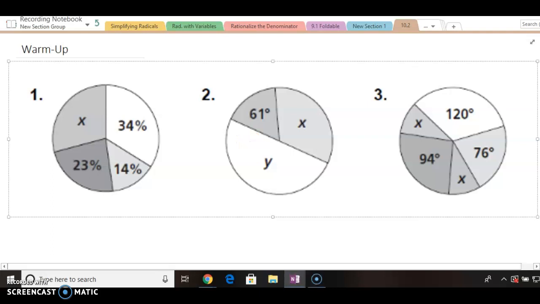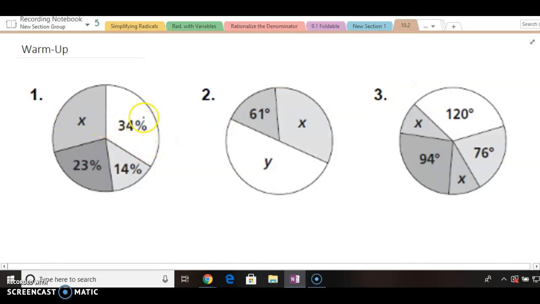All right, guys, so this is the video for 10.2. In this video, we're going to start talking about angles of circles, especially central angles. But we'll get to that here in a minute. So just to warm up, we're going to do 1, 2, and 3.